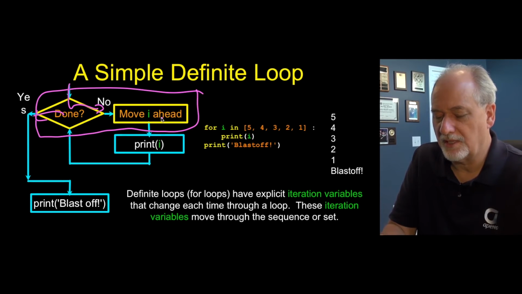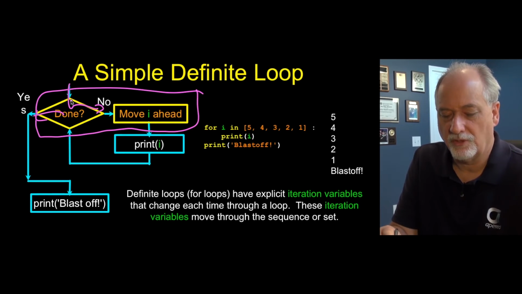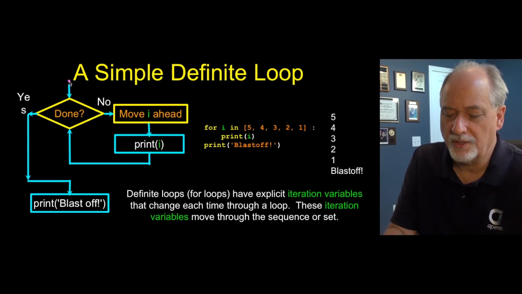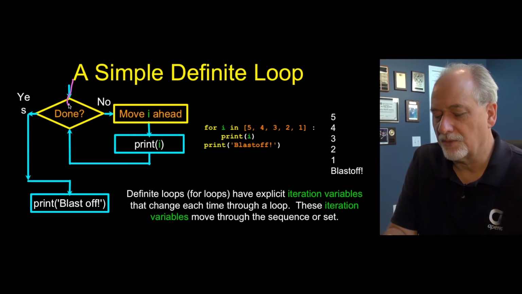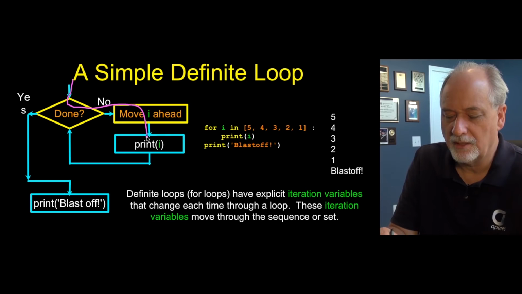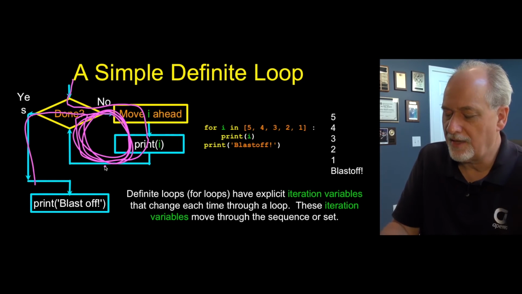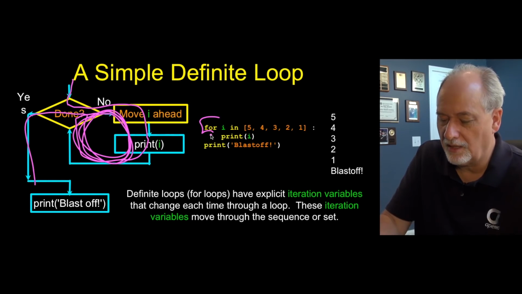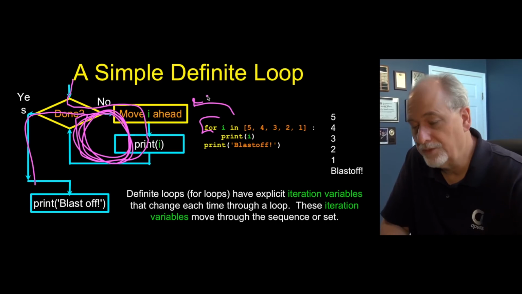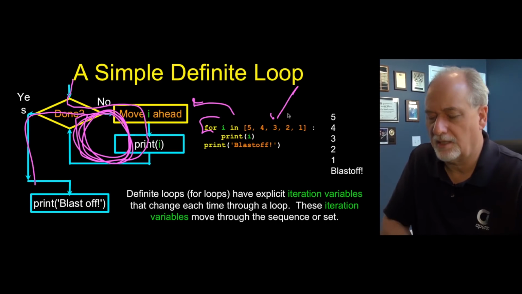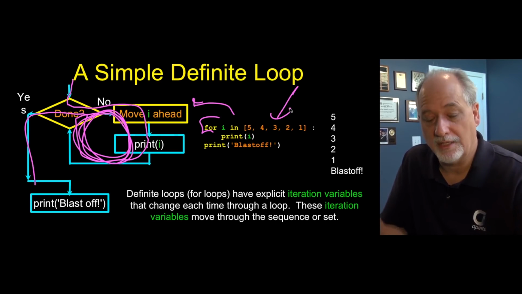By using a for loop, are we done? No, we have 5 things to work through. Set it to the first one, run it. We're not done because we've got 1 more. Set it to the second one, third one, fourth one, fifth one, and now we're done. And that is all handled in a single line of code that includes the iteration variable and the set of things through which we are going to iterate.